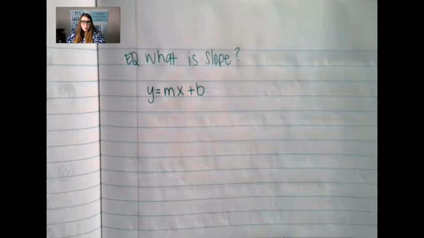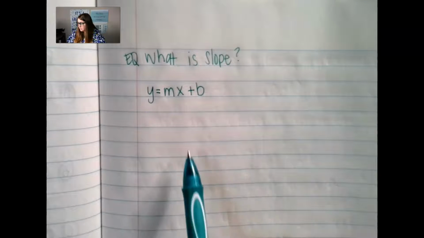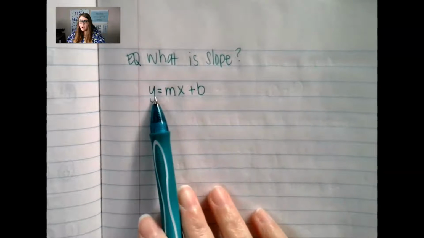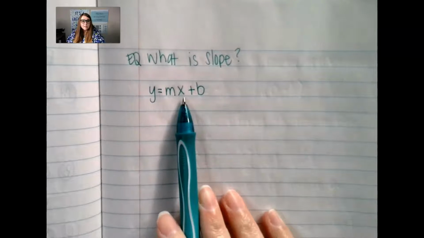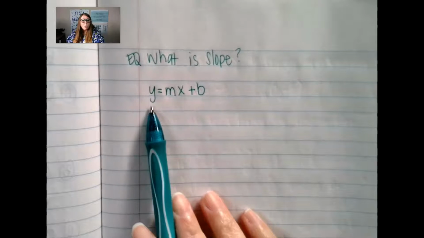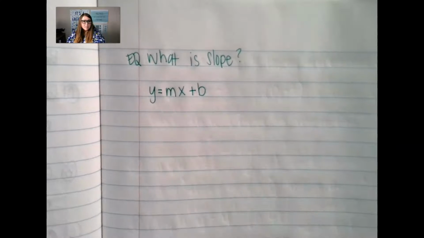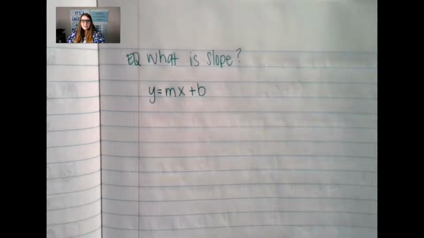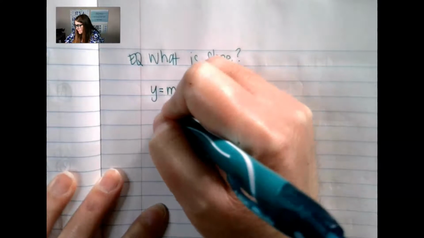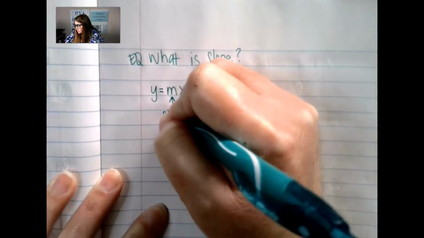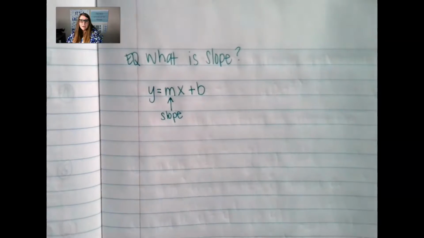So we know what x and y are. Okay, so x is the x-axis, y is the y-axis. The part that we're going to be looking at today is the m. The m is the slope. So today we're going to be looking at the m, which is the slope of a line.